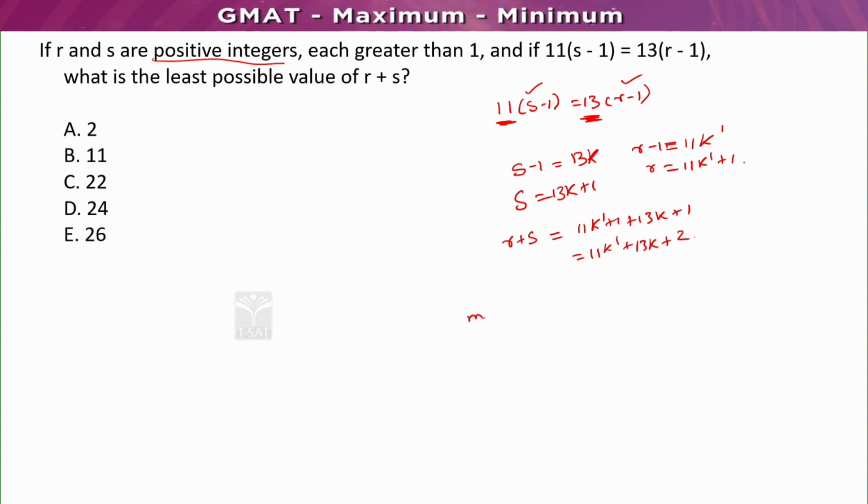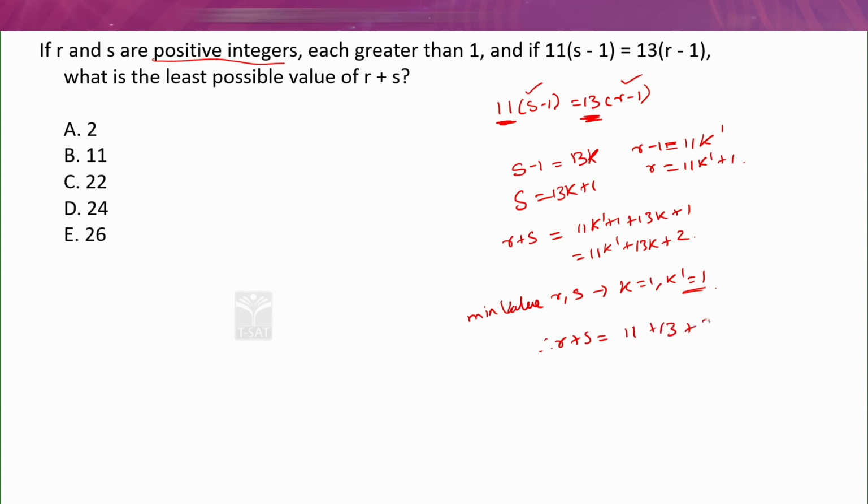We want the minimum, that is the least possible value for R and S. You will have to take k and k' both equal to 1, because they are positive integers, they cannot be 0. If it is 0, then the value will not be satisfying. It has to be greater than 0. So, the minimum value will be when k is equal to 1 and k' is equal to 1. Therefore, the minimum value of R plus S will be 11 plus 13 plus 2, which is equal to 24 plus 2 is equal to 26. The answer is option E.